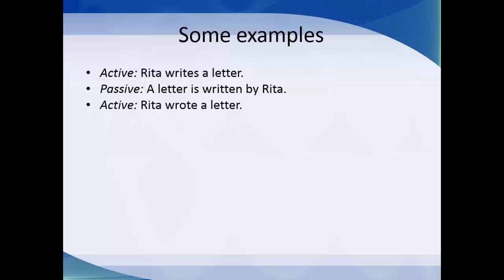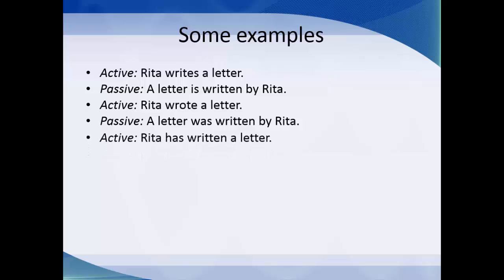Number 2, "Rita wrote a letter." The same sentence but in another tense. The sentence is in the past simple. So what is the passive of this sentence? It's "A letter was written by Rita." So I use just the word "was," and then the past participle of the verb.